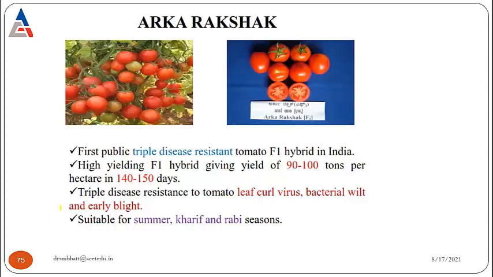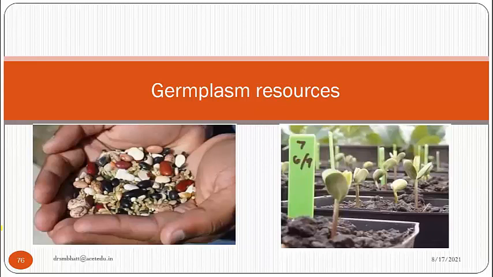This variety has been developed as Arka Rakshak. It's the first public triple disease resistant variety in India, yielding 90 to 100 tons per hectare. This triple disease resistant tomato is resistant to leaf curl, bacterial wilt, and early blight for summer season. So now we will study about the germplasm sources.